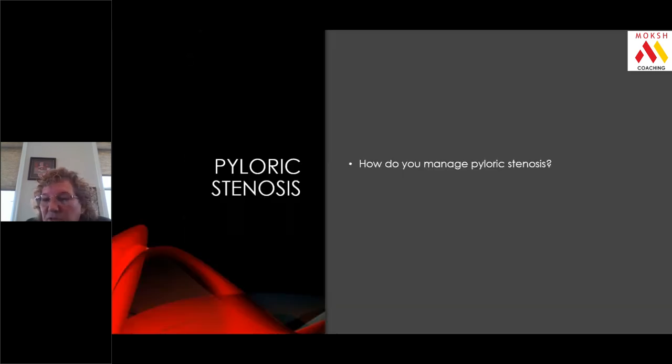So how do you manage pyloric stenosis? Good question. I don't remember what the measurements are that the radiologists use for how hypertrophied it is. You won't have to know that on the exam.